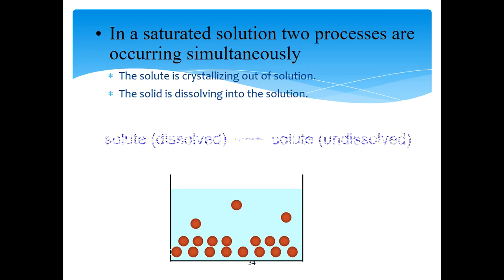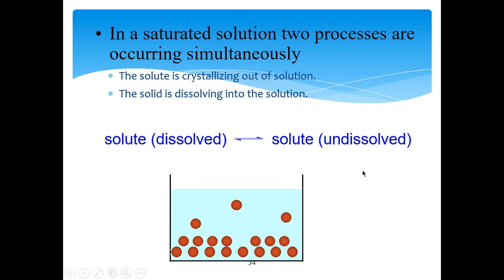So basically, you have a back and forth taking place between the solute that is dissolved and the solute that is undissolved, right? So you have one process taking place going in one direction, represented here. The other process is going in the opposite direction. And you have this back and forth. The rate of the forward process is equal to the rate of the reverse process. So you have a state of dynamic equilibrium. If you look at the diagram here below, you'll see it demonstrated.